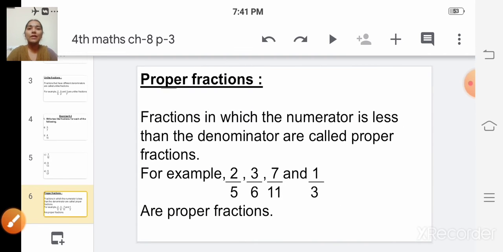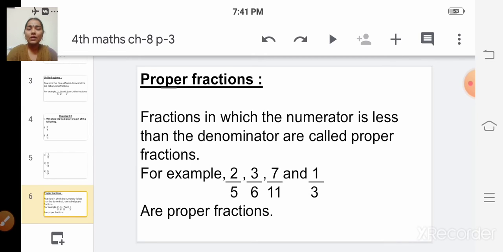So we have learned like fractions and unlike fractions, isn't it? The next one is proper fractions. What is proper fractions? Fractions in which the numerator is less than the denominator are called proper fractions.